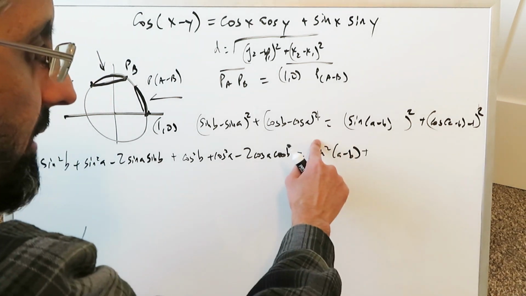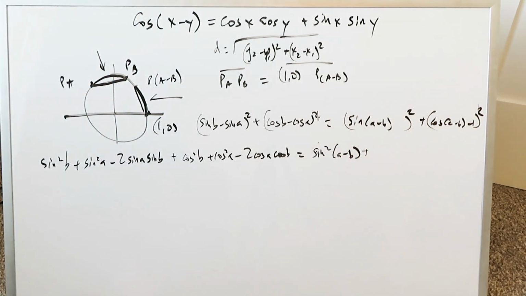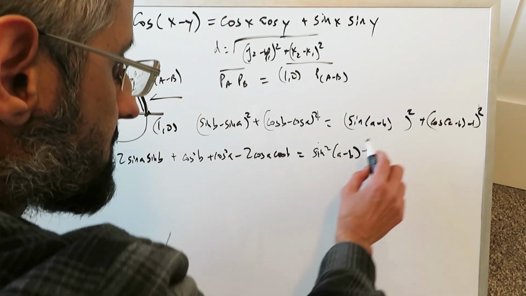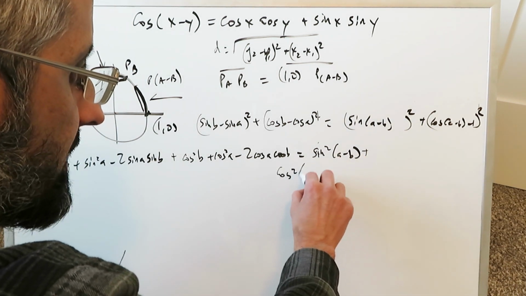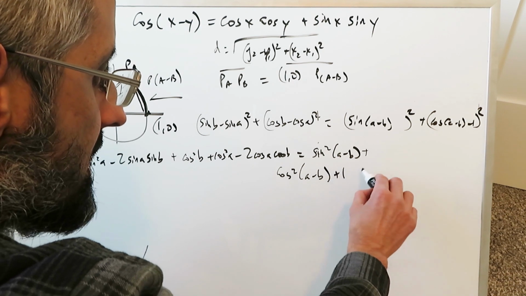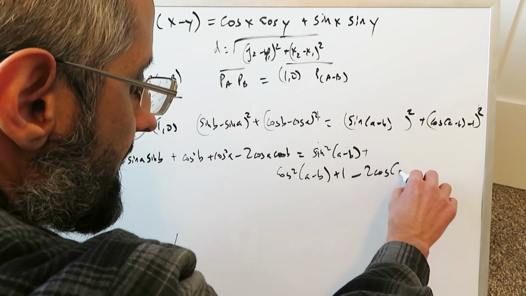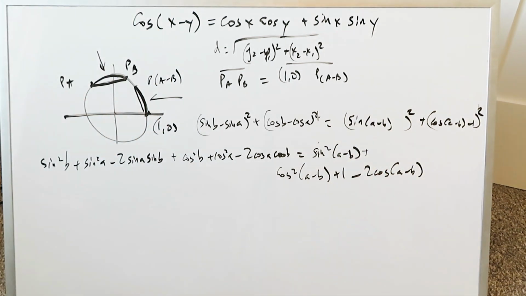But this right here is going to require a little bit of work. You have A minus B whole square. It's going to take a little bit of space, so let's do it. I'm going to bring it right over here. Cosine square A minus B plus 1 minus 2 cosine A minus B. That's exactly what it is.